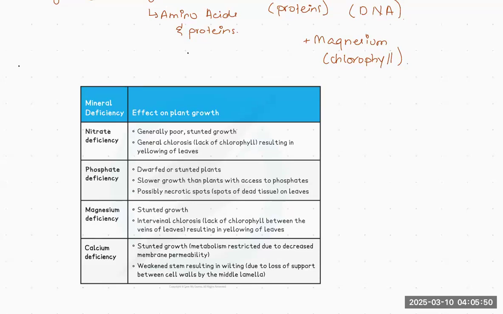With magnesium, again, you will get stunted growth and you will get yellowing of leaves. Why? Because magnesium is crucial for the formation of chlorophyll. Okay. If there is not enough magnesium, then the plants won't be able to make chlorophyll. And calcium is also really important. Calcium also leads to stunted growth, but mainly you guys should know about nitrate, potassium, and magnesium. These three you guys should know about specifically.